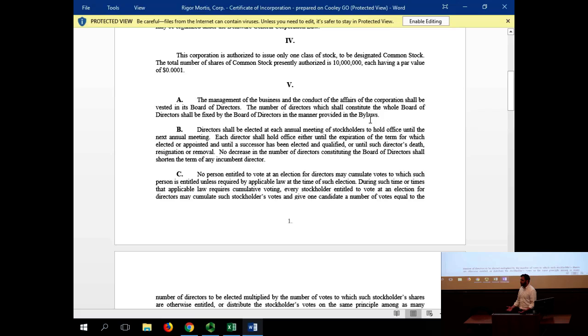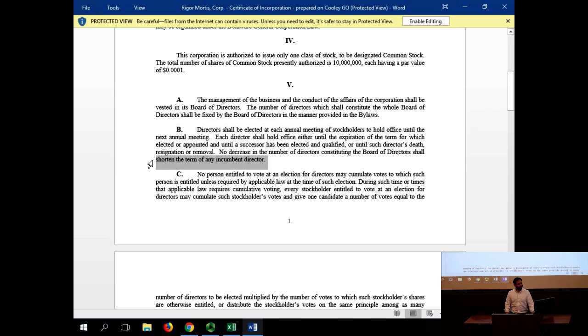So anything that you can put in the bylaws, put in the bylaws. Plus, this is public. People can search for this. Why reveal anything you don't have to? So we're going to put that in the bylaws, not in the certificate, as is done here. It's sort of a best practice.